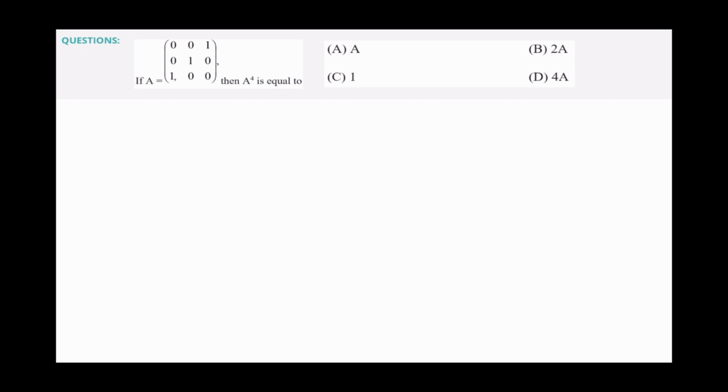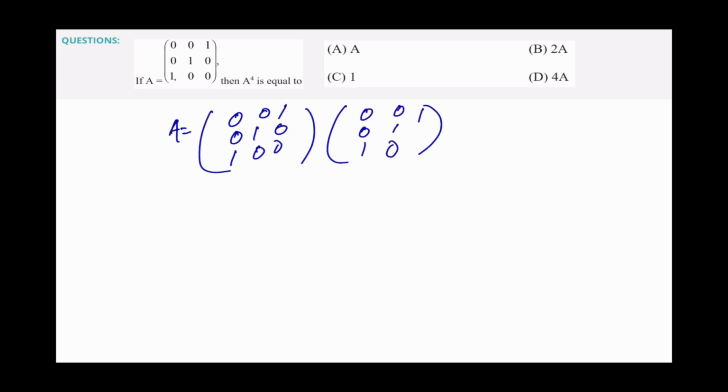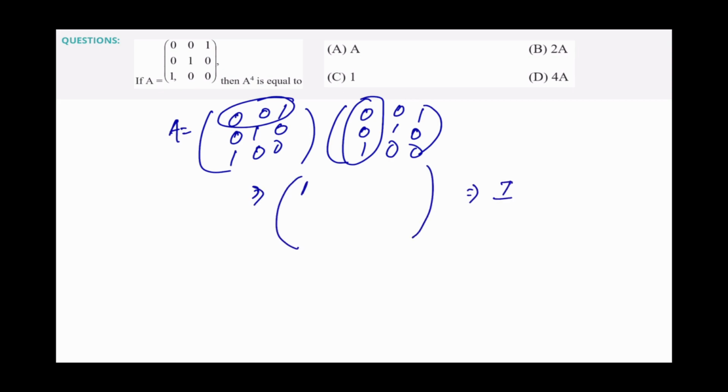So let's see this question. Very simple question, you don't have to do much. Just write down A: 0, 0, 1; 0, 1, 1; 0, 0, 0, and then find A squared. So 0, 0, 1; 0, 1, 0; 1, 0, 0. If you multiply row and column, you'll get 1 here. So now understand, it will be an identity matrix, because if it starts with 1, it can't be A, it can't be 2A, it can't be 4A, so it can be I only. So done.